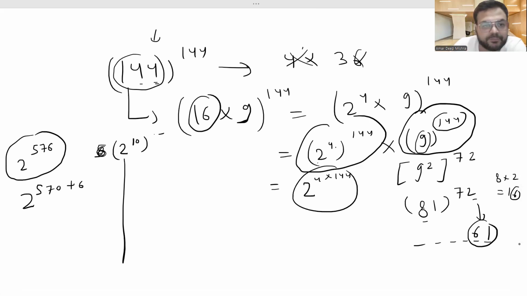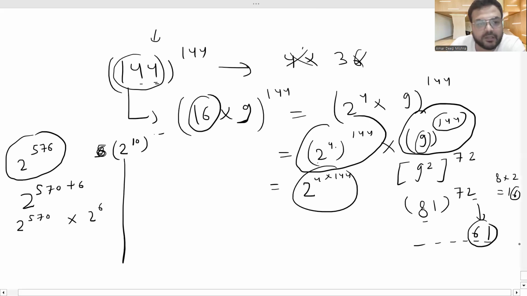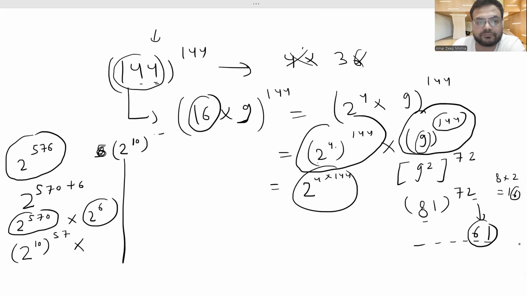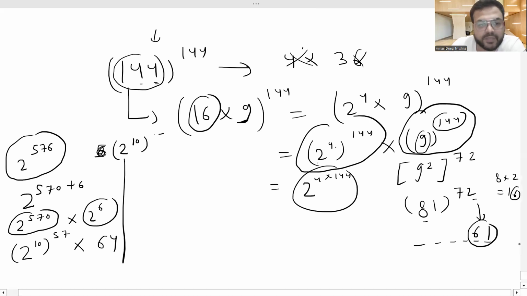Now this is 2 power 570 into 2 power 6. Now 2 power 570 is (2 power 10) whole power 57, into 2 power 6. What is 2 power 6? It is 64. Now the last two digits of 2 power 10 are 24. So 24 whole to the power 57 into 64. I hope it is clear till now.